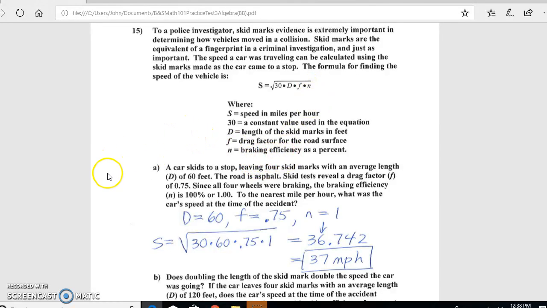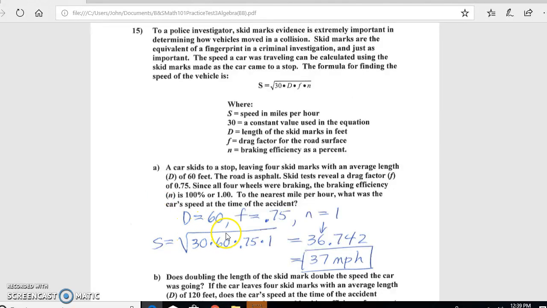And on letter A, we're told a car skids to a stop, leaving 4 skid marks with an average length D of 60. So D is 60. The road is asphalt. Skid tests reveal a drag factor of 0.75, so the F is 0.75. Since all four wheels were braking, the braking efficiency N is 100%, or 1. To the nearest mile per hour, what was the car's speed at the time of the accident?